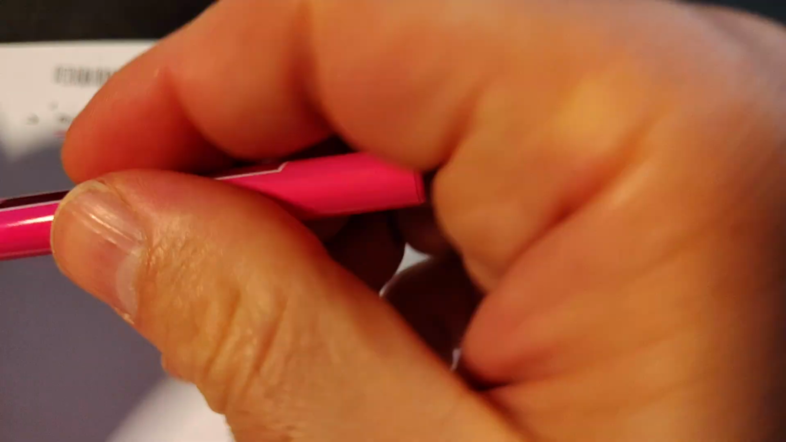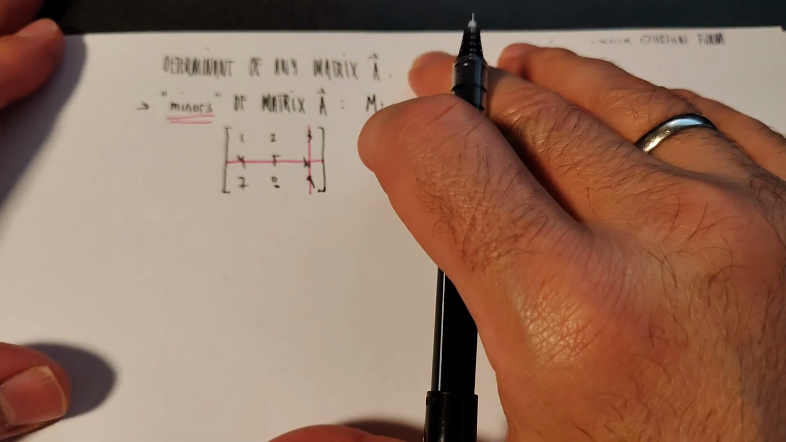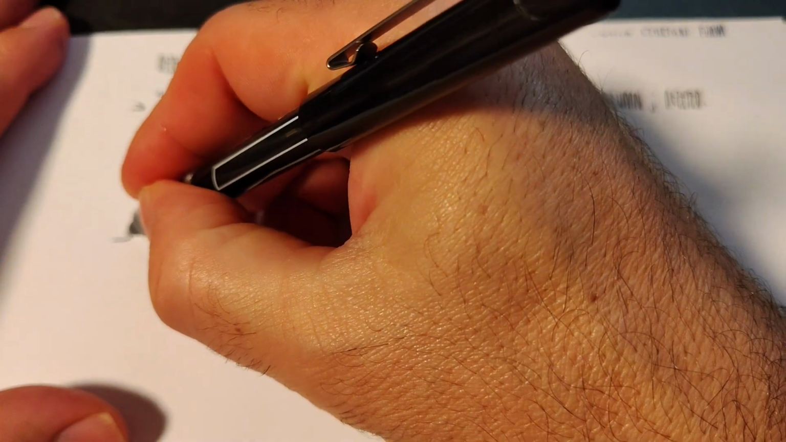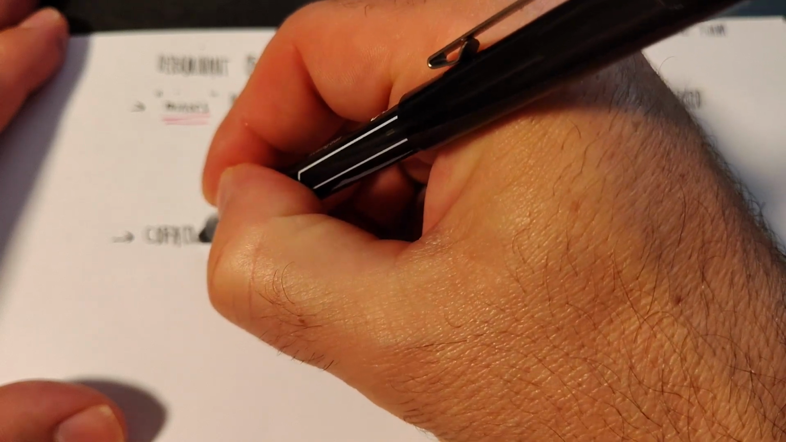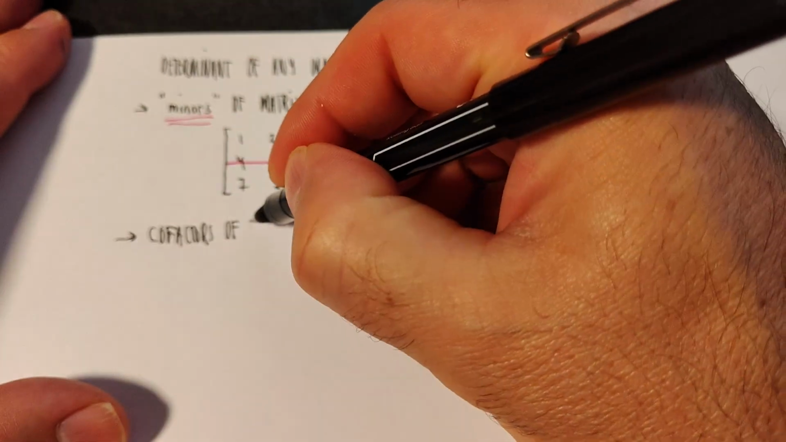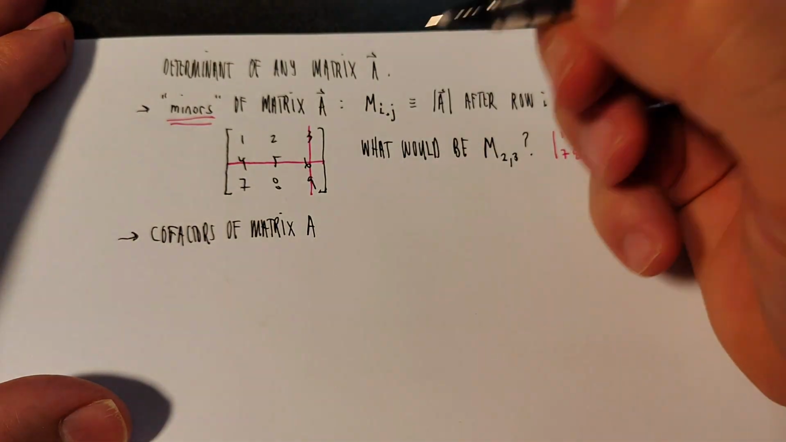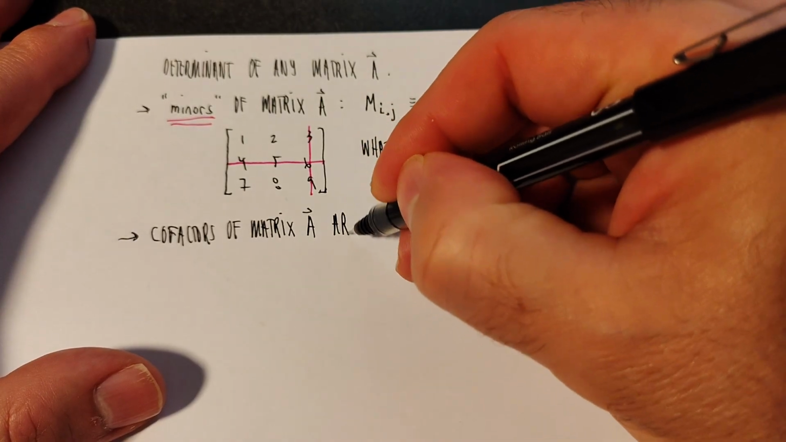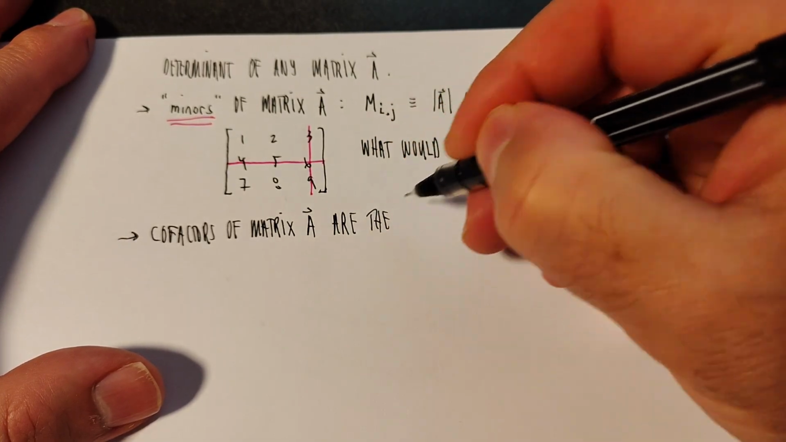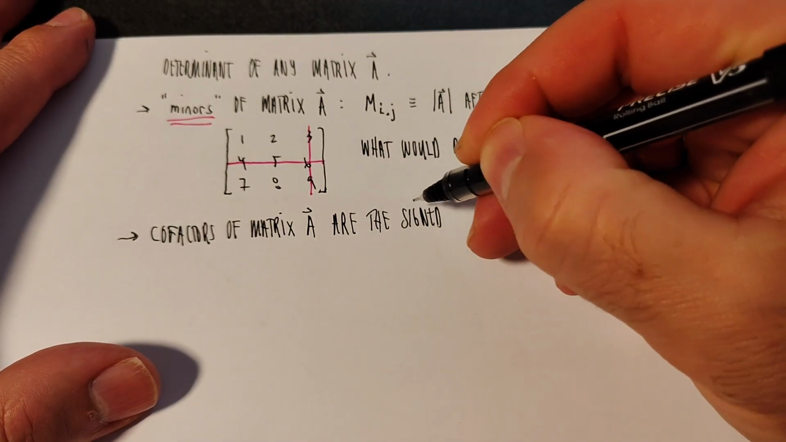Definition number 1. All right, definition number 2. Now that we know what the minors are, we need what are called the cofactors of A. So the cofactors of matrix A, all right, are the signed minors. I know what you all are thinking. Can this get any more ridiculous? And it can.